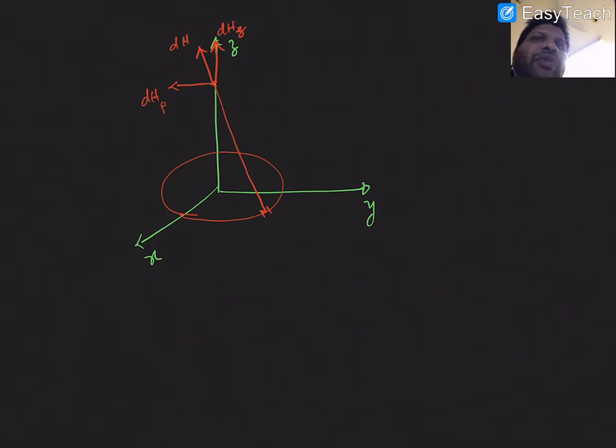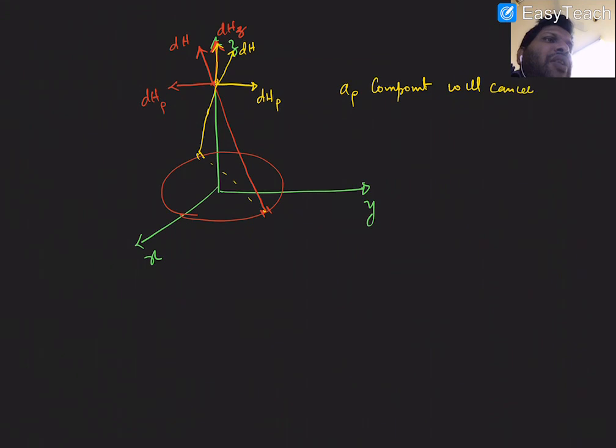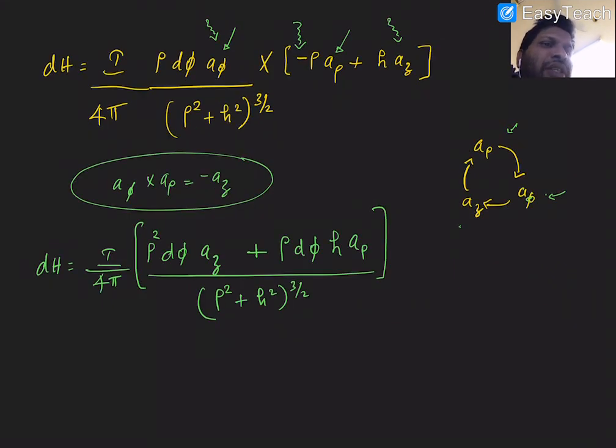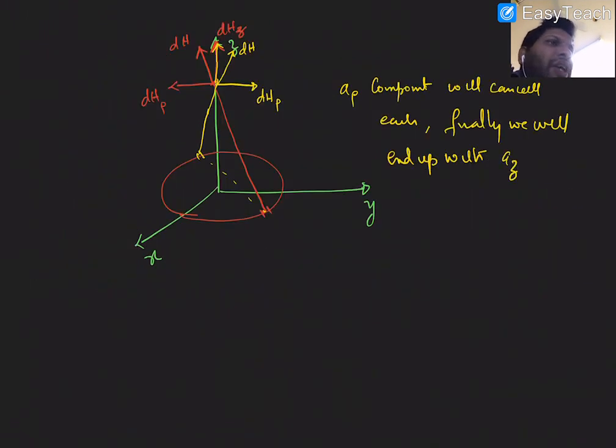What will happen, due to the symmetrical nature of this problem, you see here something which is opposite on the other side will also give you something in this direction. This is your dh, it also has the same component because the current is the same, and this will also get added up. So the a rho component, the component in the direction of rho, will cancel each other. So finally we will end up with only the z term, with the az term only. So we will be doing the integration only for the z term.